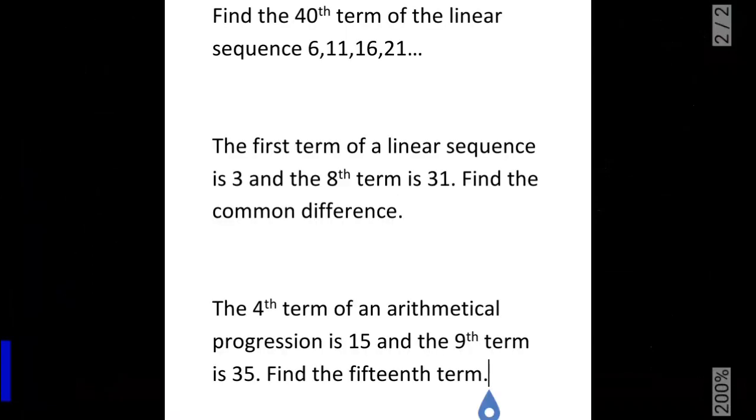So this question says, find the 40th term of the linear sequence 6, 11, 16, 21. We are told to find the 40th term. So our nth term here is 40. Let's put out the values we have.